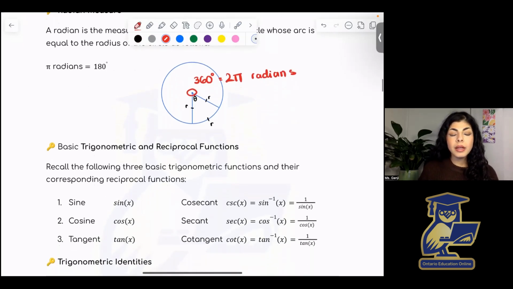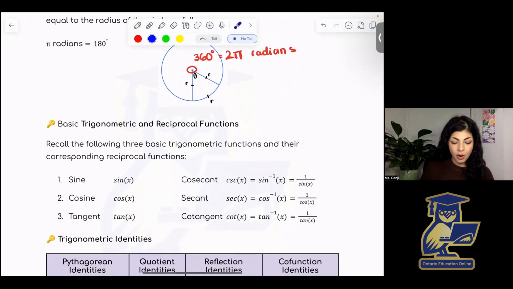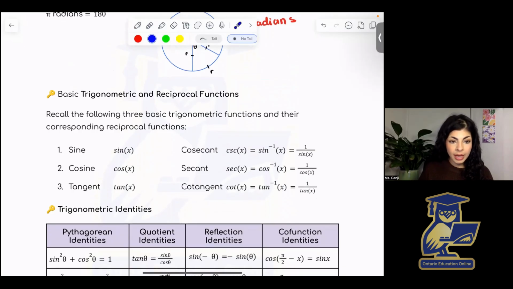Our basic trigonometric functions are the sine function, cosine function, and tangent function, and these are the representations for them: sin for sine, cos for cosine, and tan for tangent. We also are going to be using their reciprocal functions, which are, for example, sine to the power of -1, or 1 over sin x. These have specific names as well. For the sine function, it's the cosecant. For the cosine function, it's the secant. And for the tangent, it is the cotangent.